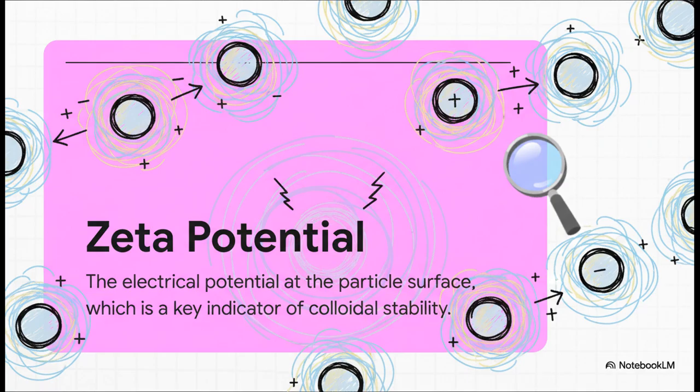The easiest way to think about it is like an invisible electrical force field that surrounds every single particle in the dispersion. And the strength of that field is what decides if two particles that bump into each other will stick together or bounce right off.